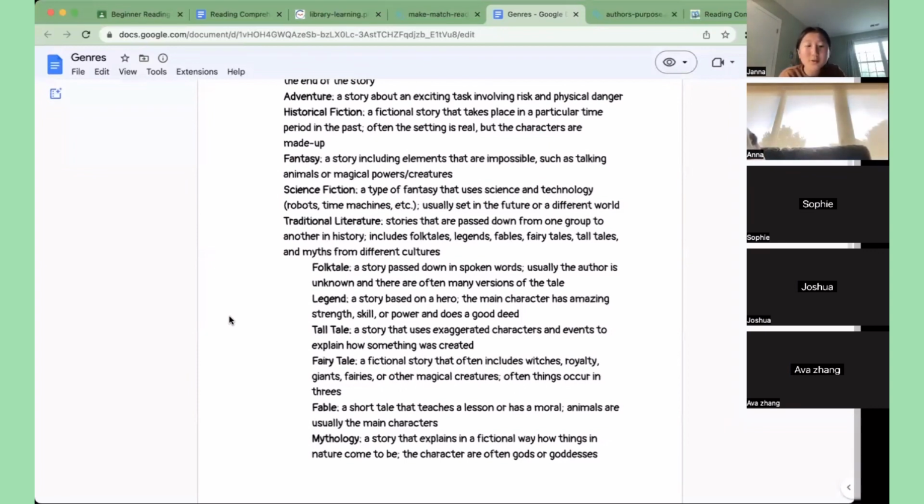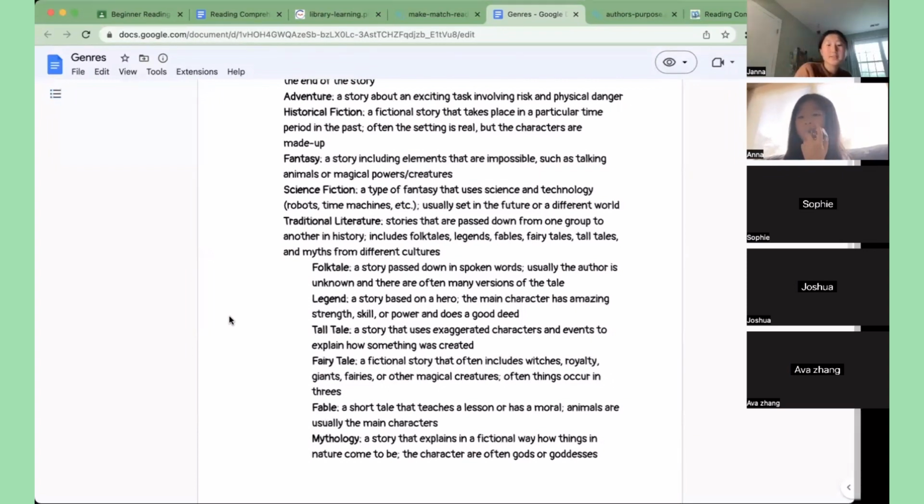Next is a fable. So this is a short tale that teaches a lesson or has a moral, and we'll learn about this when we go over traditional literature specifically. But it just teaches the reader a lesson, and animals are usually the main characters. The most famous of these are Aesop's fables, if you've heard of him before.